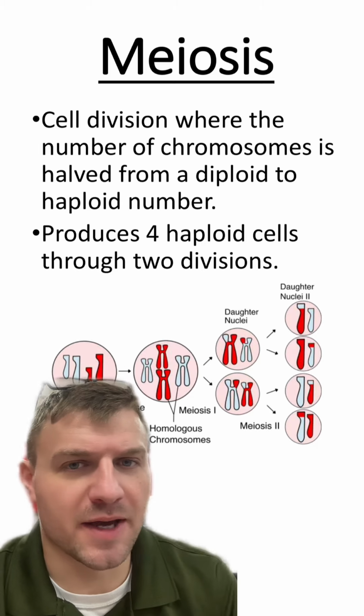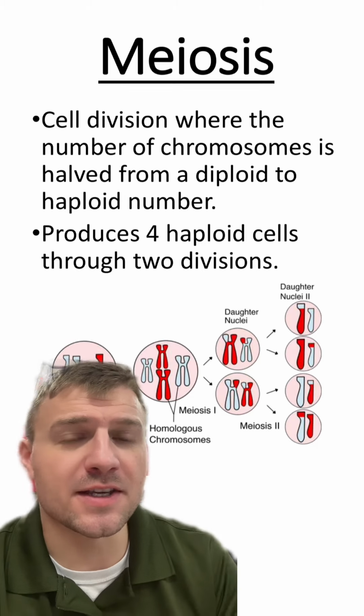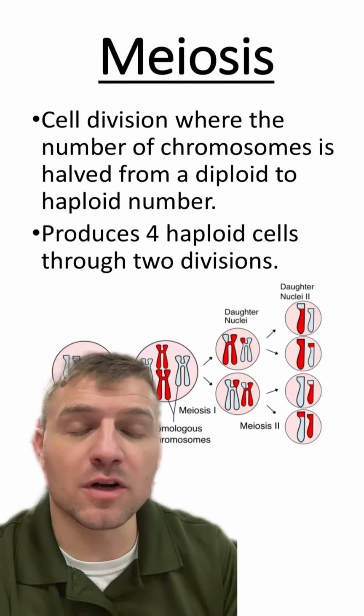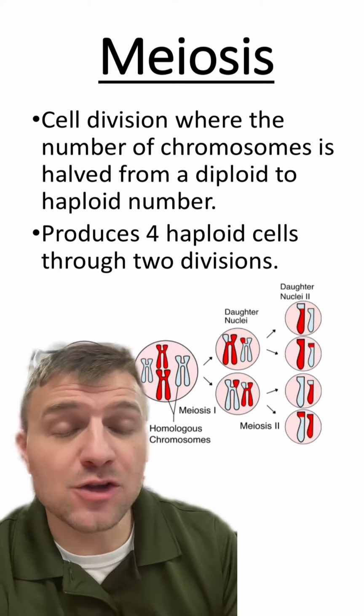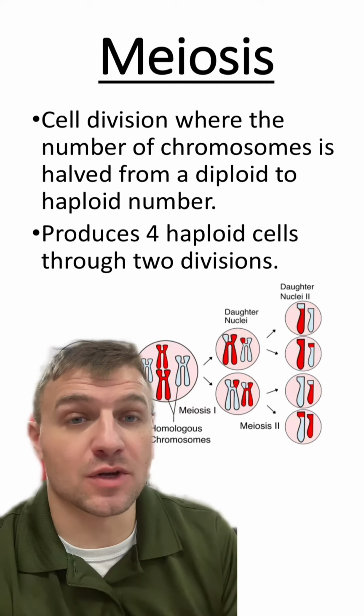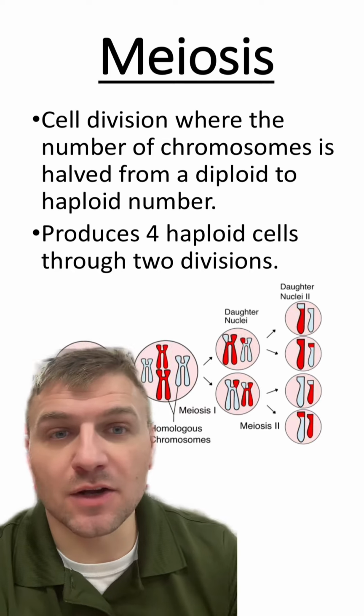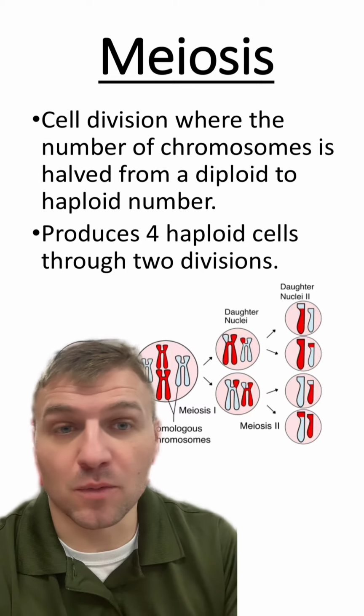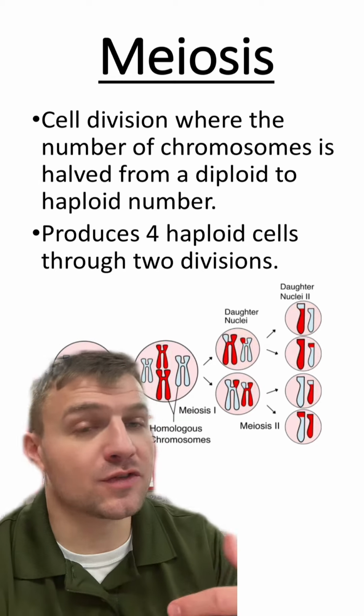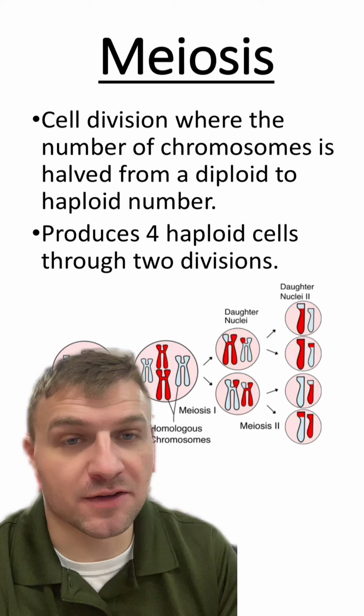Let's review the steps of meiosis. Remember that meiosis is the type of cell division where the number of chromosomes is going to be halved and you're going to produce haploid cells that are also known as sex cells. These sex cells are also known as gametes, and they're going to be sperm or egg. Now, meiosis will produce 4 of these haploid cells through 2 rounds of division.